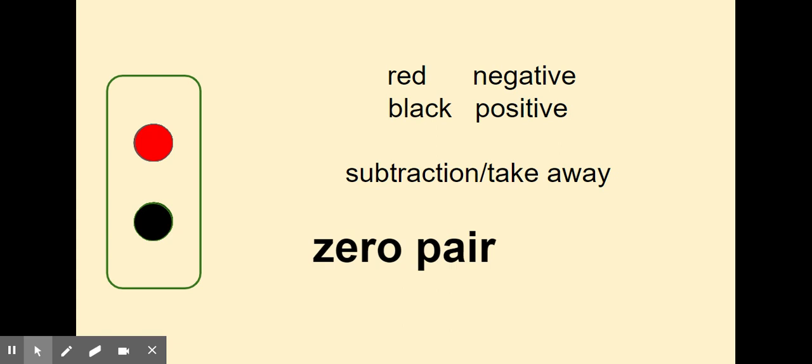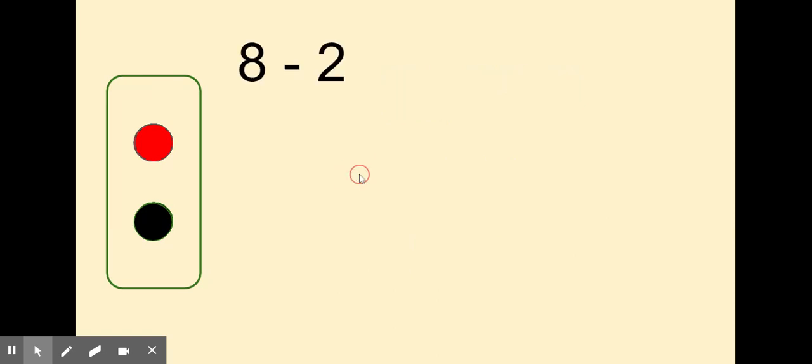And the final vocab word that I want to refresh your memory on is a zero pair. That is a pair where you have one positive and one negative, one red and one black in this case, that together, even though I have 2 chips, together their value is 0. Going to be very important for what we do today.